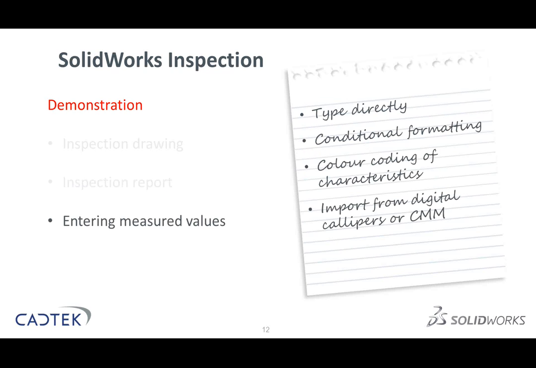So we'll just move on to Inspection Professional, which is going to give us this extra functionality: enter measured values directly into the software rather than doing it on an Excel sheet afterwards. So we can type directly into the software. We saw some conditional formatting anyway, making things go red or green based on whether they pass or fail in Excel, but that's going to happen in the software and Excel now. We can color code characteristics on the drawing, so highlight the dimensions on the drawing red, green, or amber, depending on the type of pass, fail, or marginal pass. And we can import from digital calipers, digital equipment, or CMM.